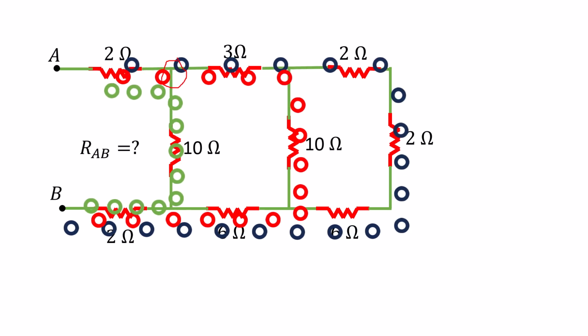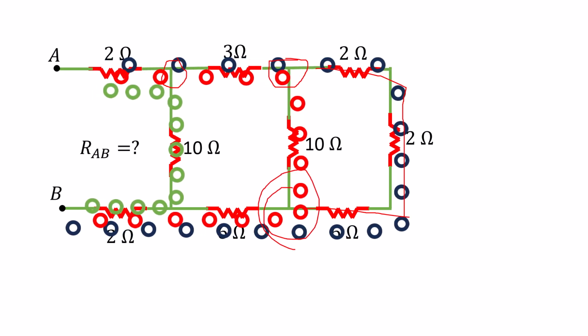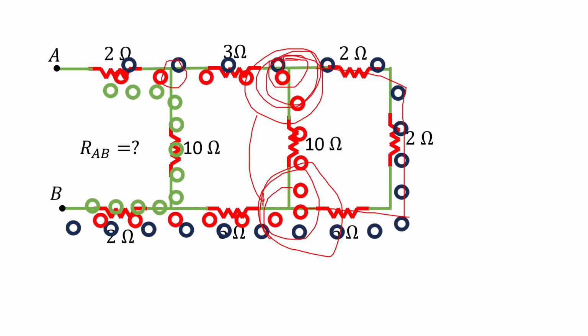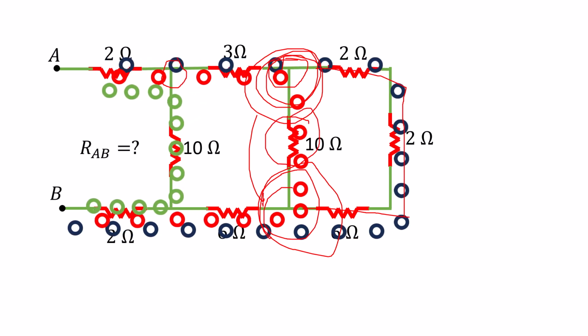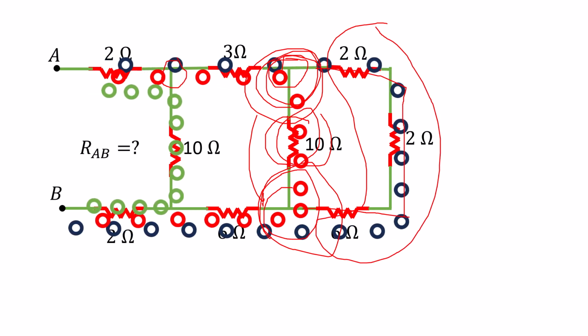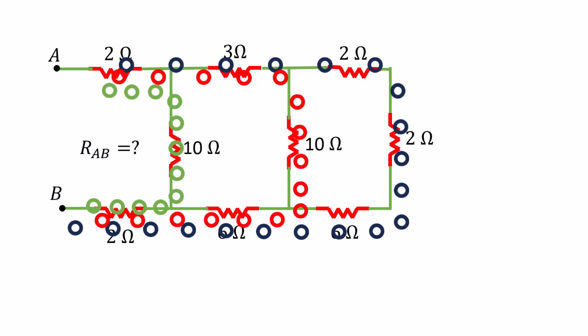The same current passes through these 3 resistances, which is represented by black circles. And the current which gets divided at this point meets at this point. That's why this 10 ohm resistance and these three resistances are in parallel. They are in parallel.